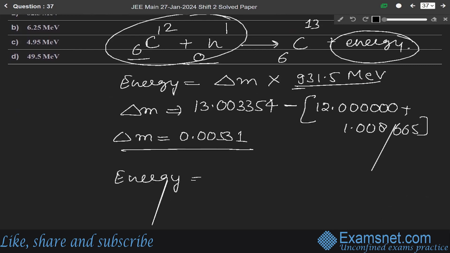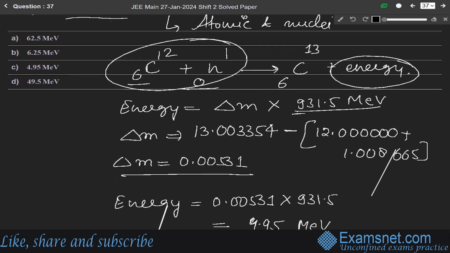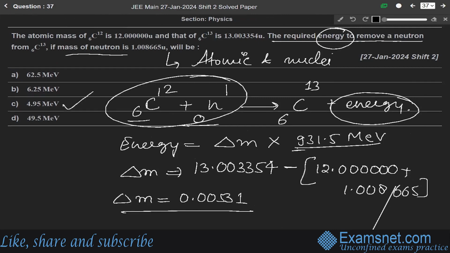So energy will be equal to 0.00531 into 931.5, and we will get 4.95 mega electron volt. So our correct answer is option C, that is 4.95 mega electron volt.